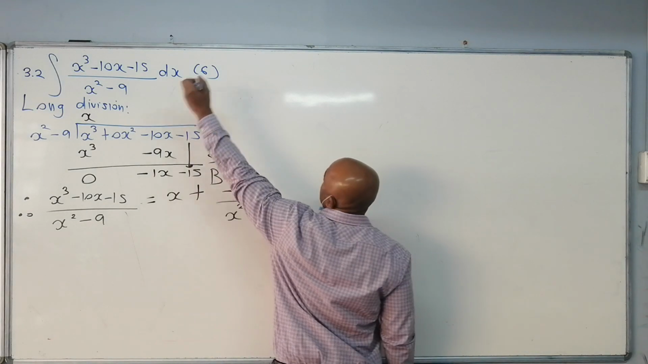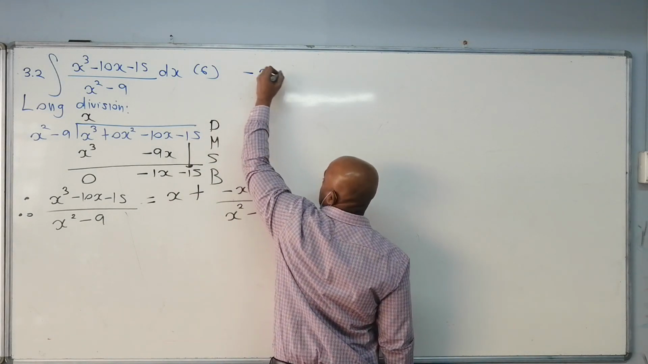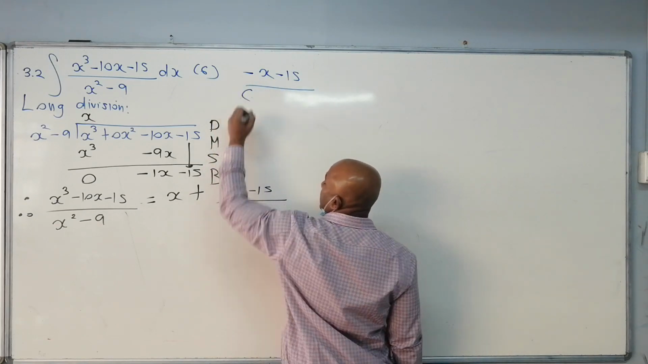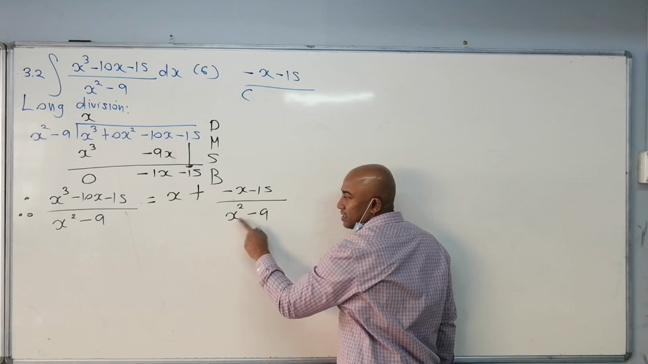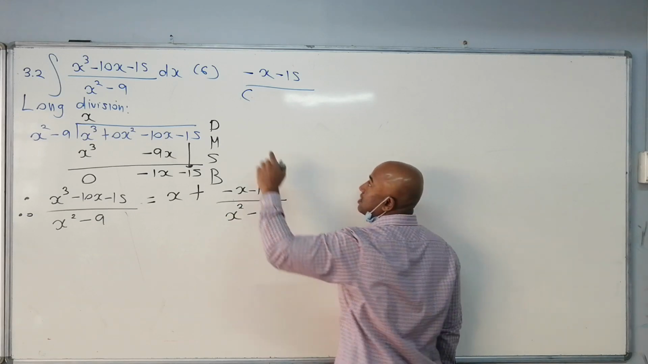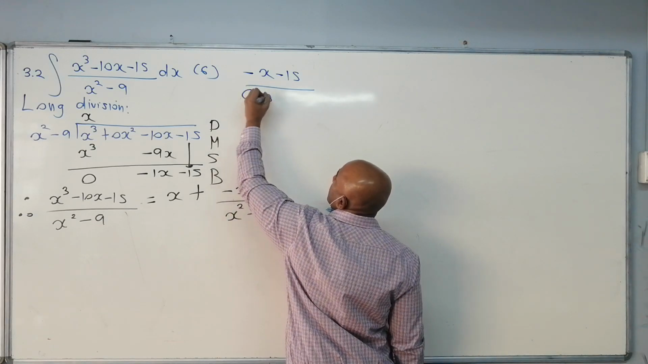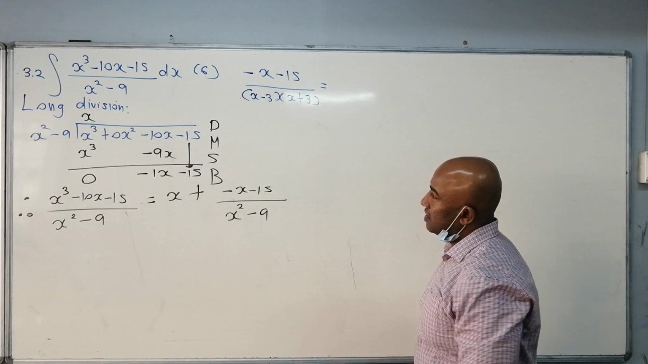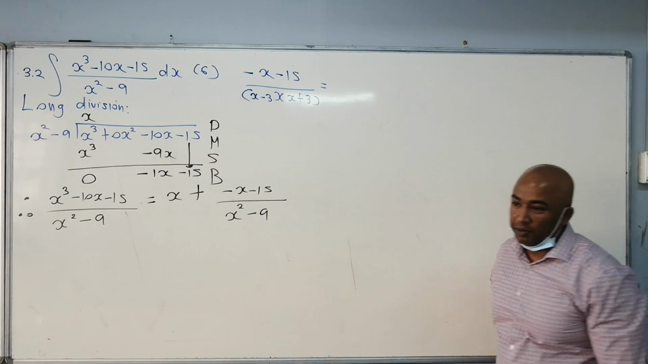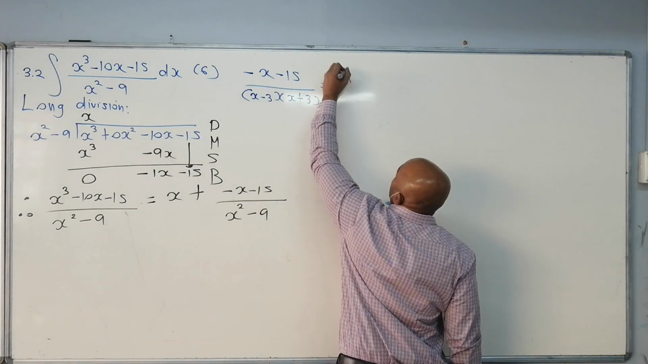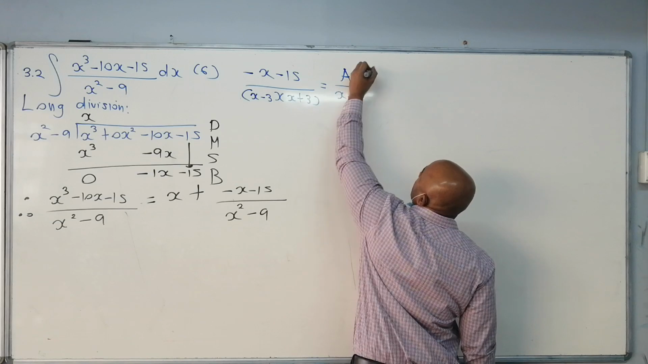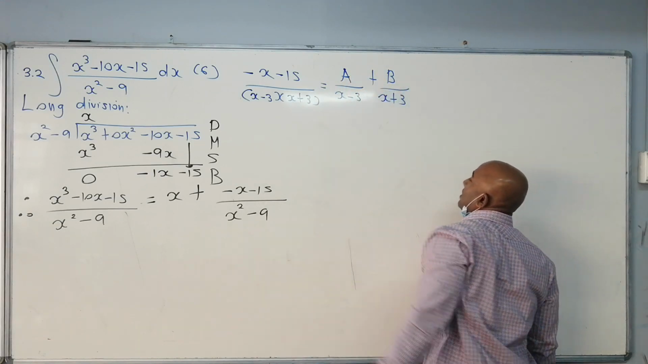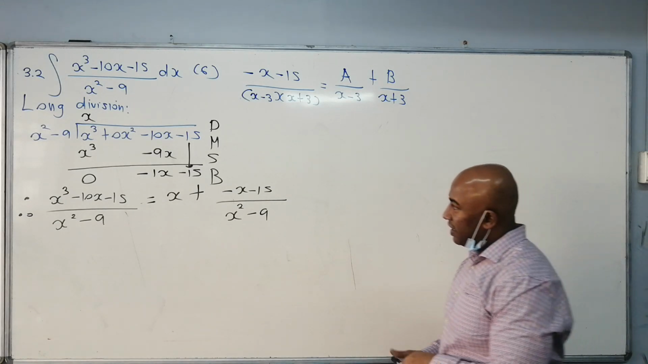So I'm going to go minus x minus 15 all divided by, this is the difference of two squares here, x squared and 9 is 3 squared, so that's going to be x minus 3, x plus 3. It's an easy one. This is the one from N5. Simple partial fractions, yeah? So that's going to be A all over x minus 3 plus B all over x plus 3.